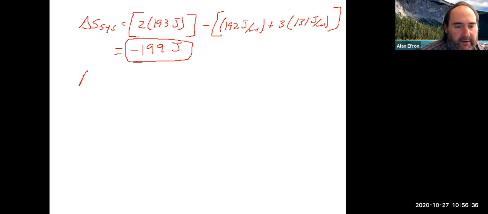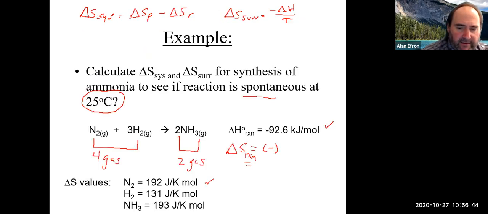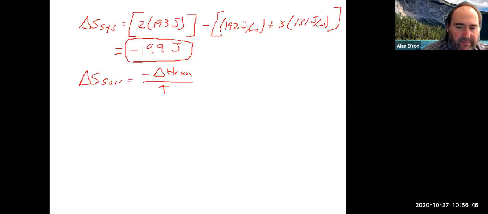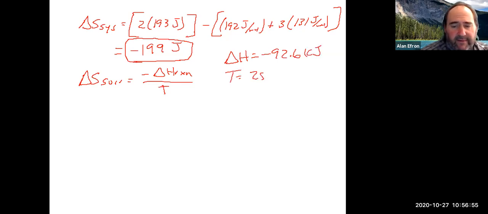Okay, so we're going to do our delta S of the surroundings, and that's going to be minus delta H of our reaction divided by our temperature. So our values that we have here is our delta H is negative 92.6 kilojoules. And our temperature was 25 degrees Celsius, so we do need to convert that into Kelvin. So that's like 298 Kelvin.